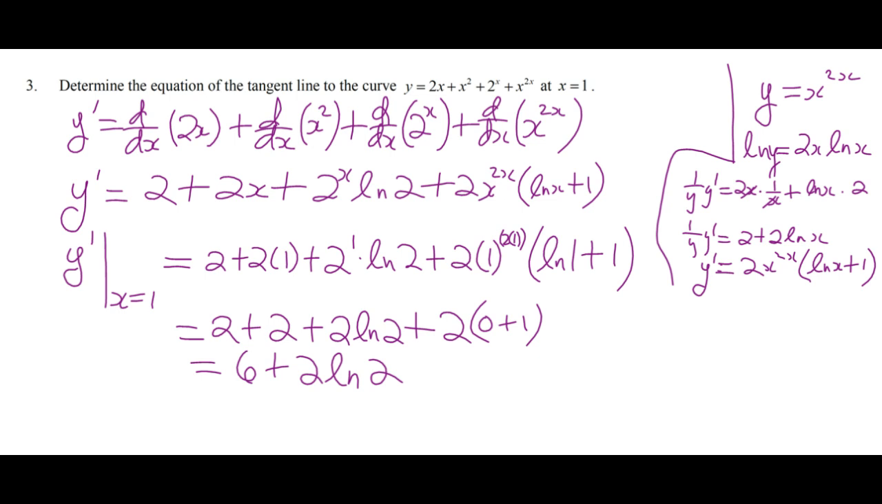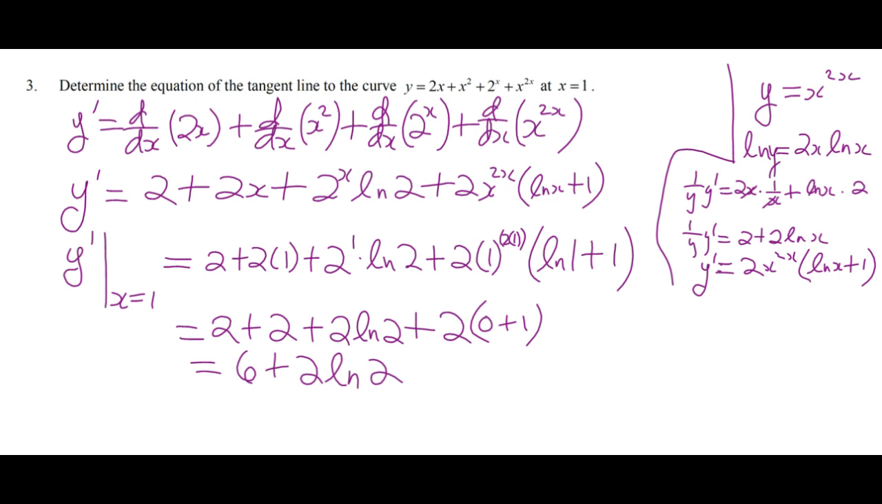No, I mean, I wrote it in. I wrote 1 to the power of 2 times 1, and then when I went through and evaluated, I just said that's 1. So we got 2 times 1 times ln 1, wait, that's 0. Plus 1. So we got 2 plus 2 plus 2, and then we've got 6. So that's 6 plus 2 ln 2.